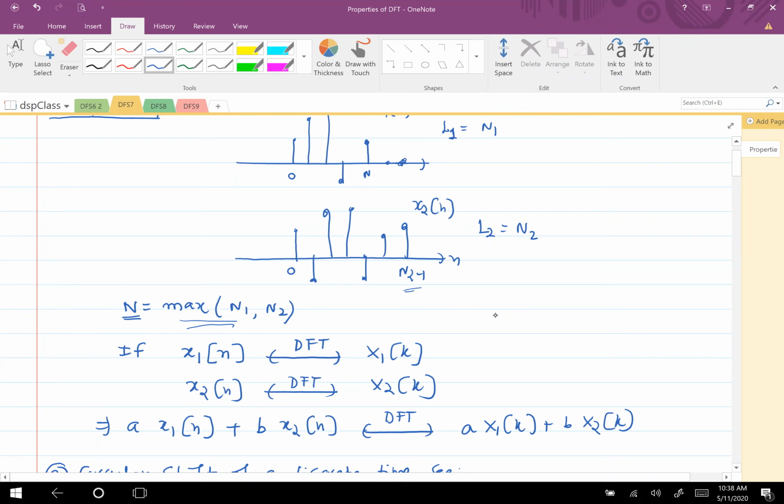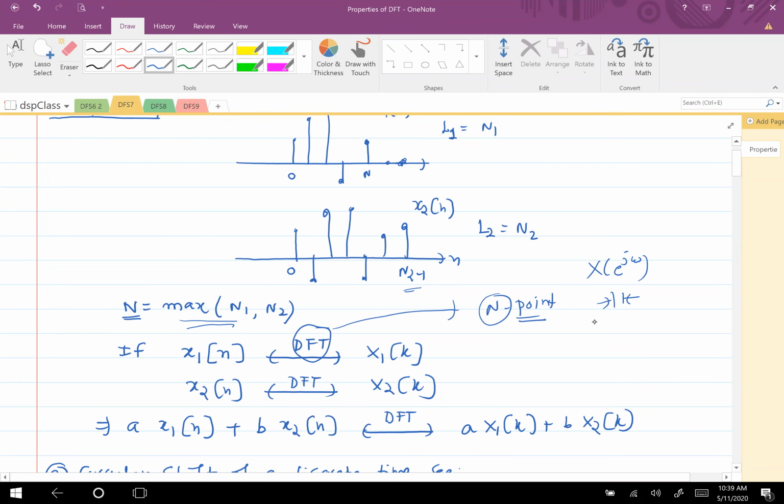And then you would see, when you would like to know the DFT, you additionally have to mention how many point DFT you want to take. That is what decides x of e power j omega: how many samples you are taking, and at which interval you are taking them.